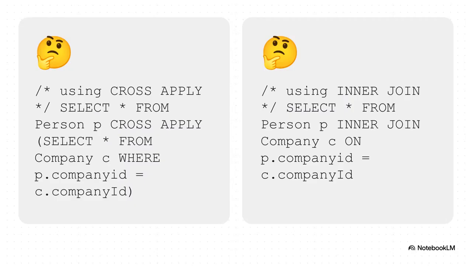I mean, look at this. You take a super simple case, right? Joining people to their company. You run it with cross-apply, you run it with inner join, and you get the exact same results. Even the execution plans behind the scenes are identical. This is the moment where everyone thinks, okay, they're interchangeable. But, and this is a really big but, they are not.